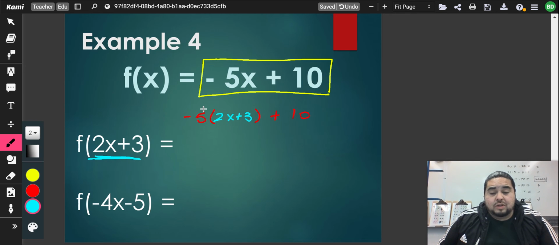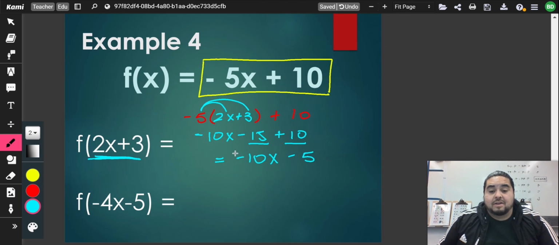Now, this is very similar to what we've done in the past, which is distribution. You have a number on the outside, and then you have a binomial on the inside, so we're going to distribute across both of those terms, and that plus 10 just kind of tags along until we get to it. So negative 5 times 2x is negative 10x. Negative 5 times positive 3 is negative 15. And now that positive 10 just comes down, and we're going to combine like terms to get the final answer. So I have negative 10x, and negative 15 plus 10 is going to give me negative 5, and that is our final answer.